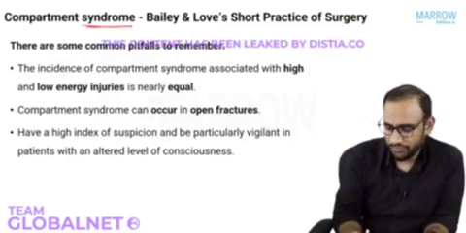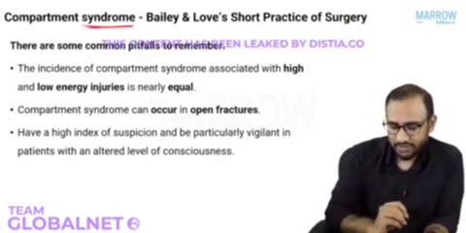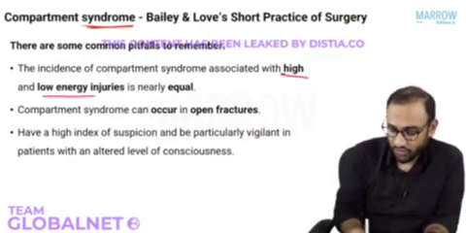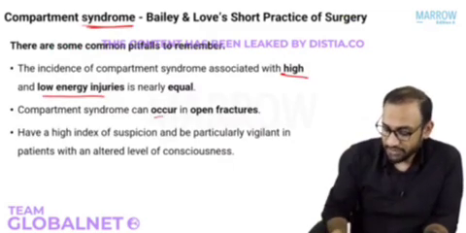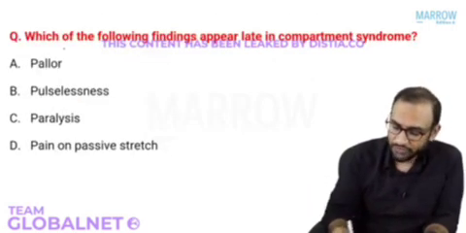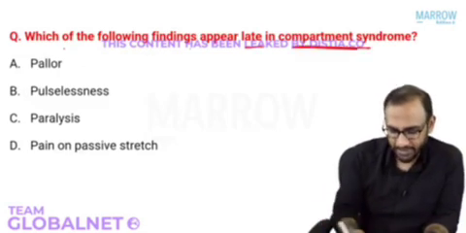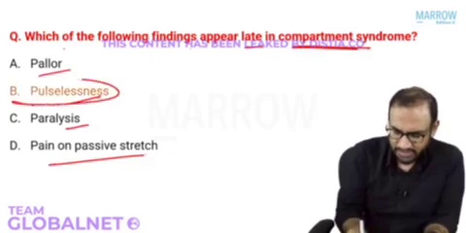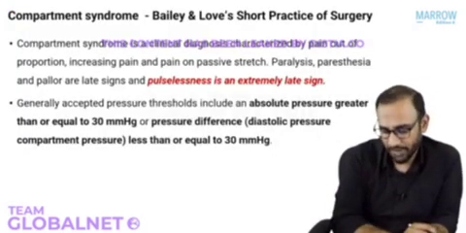So compartment syndrome, a few important points from Bailey I want you to remember is that it doesn't matter whether the patient had a high velocity or low velocity injury, risk of compartment syndrome is equal in both of them, and compartment syndrome can also occur in open fractures. Now, which of the following findings appear late in compartment syndrome? They are asking the late sign. Pallor, pulselessness, paralysis, or pain on passive stretch? Answer is pulselessness. This is the least important and the latest sign of compartment syndrome.